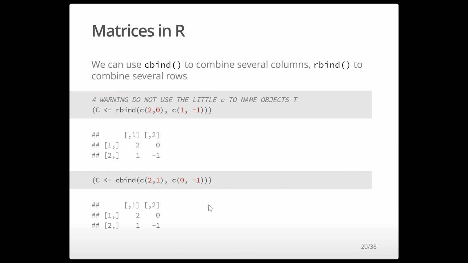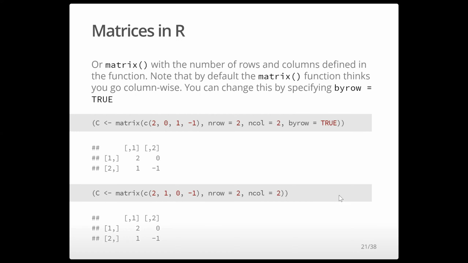For cbind, you can combine several columns. So here, the first column is 2, 1. The second one is 0, -1. That gives you the same matrix. You can also use the matrix function where you just enter one string of numbers and then specify the number of rows and columns. Note that if you do this, R is going to assume you're going column-wise. So down here you see I don't specify byrow equals TRUE. I specify 2, 1, which goes in the first column, and then 0, -1, which goes in the next column. And then I say I want 2 by 2. If you specify byrow equals TRUE, it'll go row-wise instead: 2, 0, 1, -1. All of these produce the same matrix, so any of these would be valid.